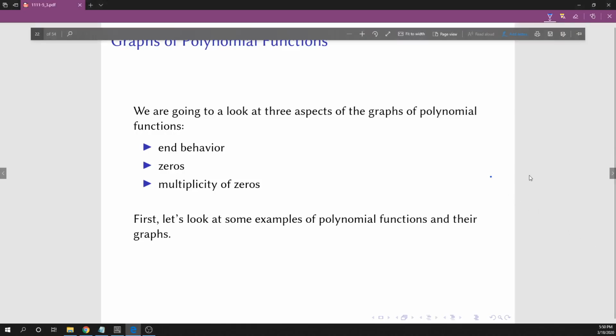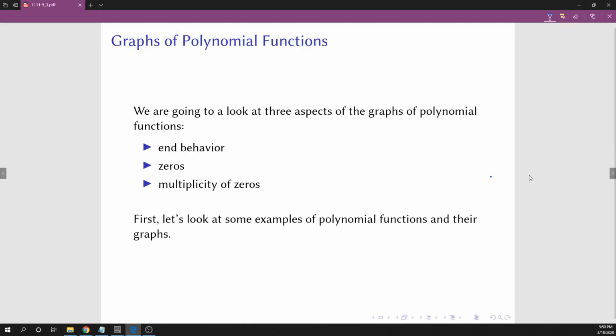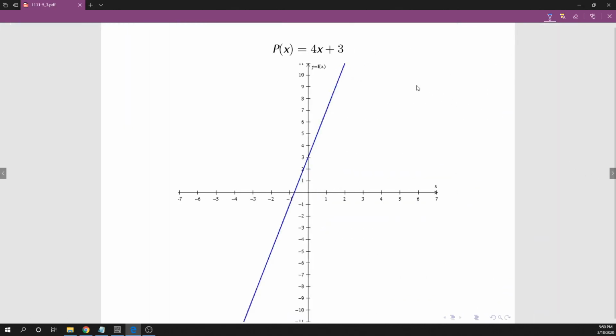In this video, we are going to talk about end behavior of polynomial functions. So to start off with, let's look at some examples of polynomial functions and take a look at their graphs. All right, so here we have the graph of a linear function, p of x equals 4x plus 3, which is a polynomial. It's called a linear function because its graph is a line.